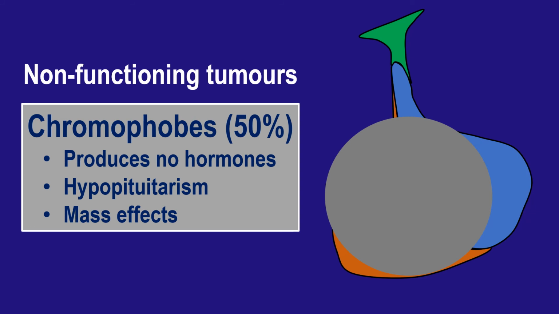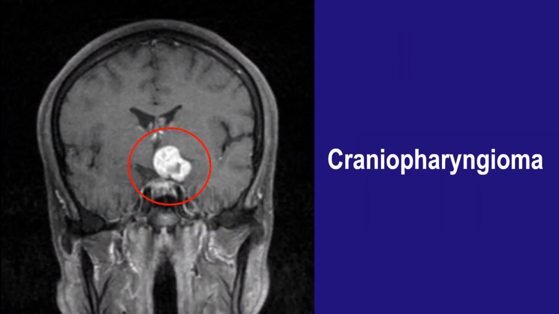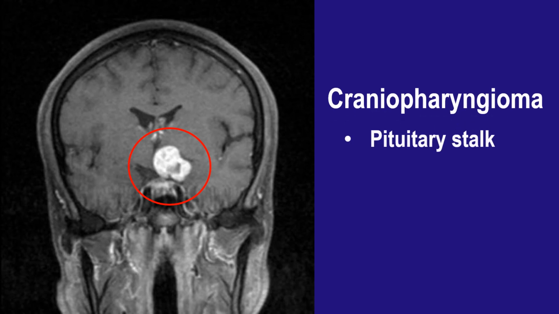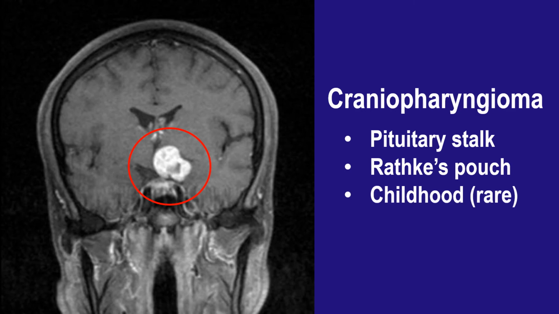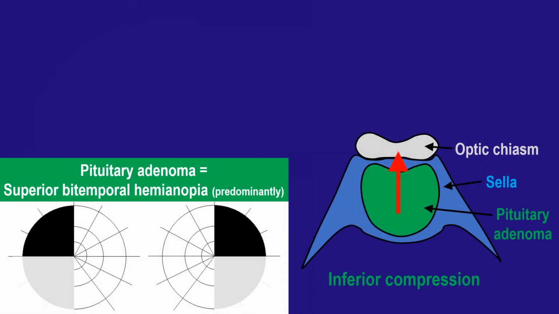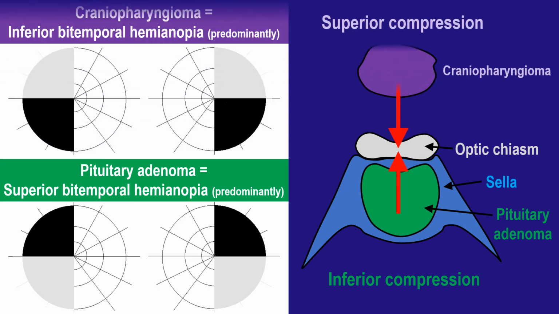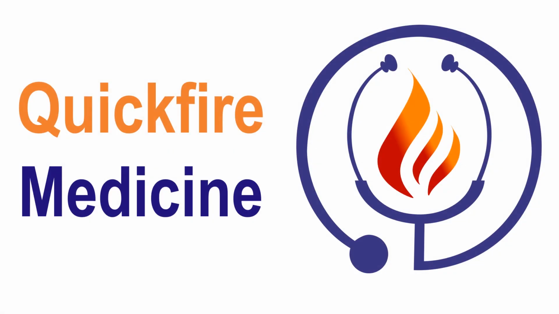Last but not least, craniopharyngiomas are a slightly different type of tumour of the pituitary stalk that originates from Rathke's embryonic pouch and usually occurs in childhood. Whilst classic pituitary adenomas compress the optic chiasm from below, reflecting as a predominantly superior bitemporal hemianopia, craniopharyngiomas compress the chiasm from above, causing a predominantly inferior bitemporal hemianopia. So that's what you need to know about pituitary tumour classification.